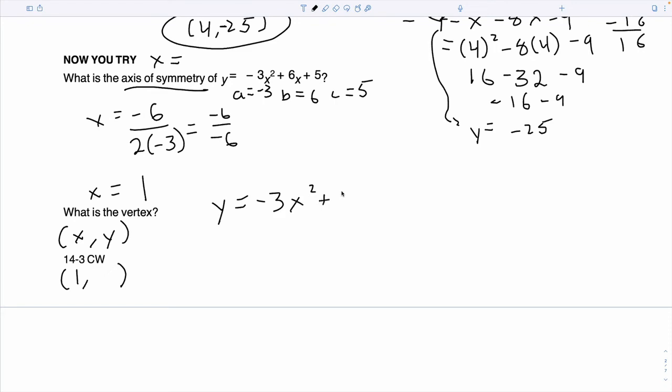Write the full quadratic. Do this one on your own. If you need help with the next step, look on the board, copy it down, and you should be good. You got it? No, because 6 times 1 is 6. 6 plus 5 is 11.